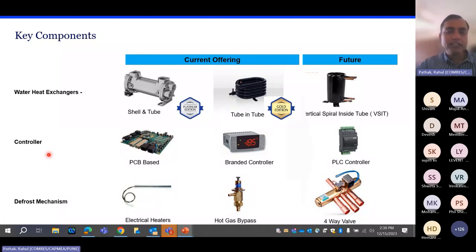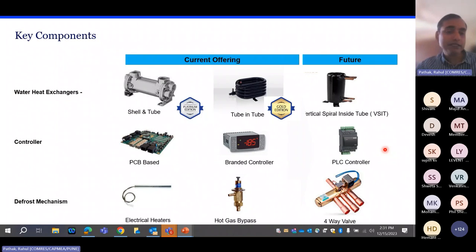Controllers again come in different types based on the make of the heat pump. They go for PCB based or branded controllers, or even PLC controllers, so people have started using it. And on the defrost mechanism, you must have seen defrost in the domestic refrigerator. The same applies over here. When the ambient goes to 2 degrees, 0 degree, -2, -3, chances of accumulating ice on your evaporator go up, right? And it affects the overall function of your heat pump. The efficiency of the heat pump also goes down.